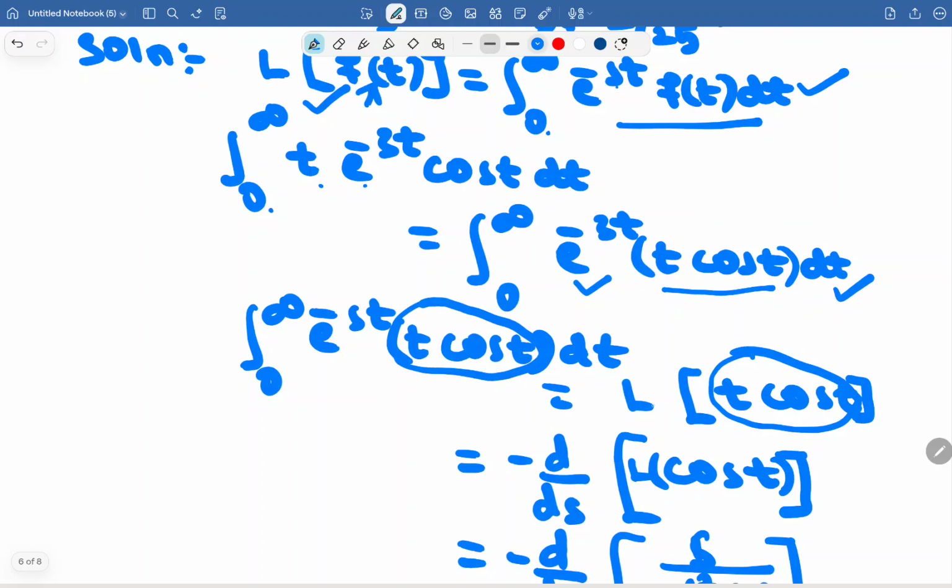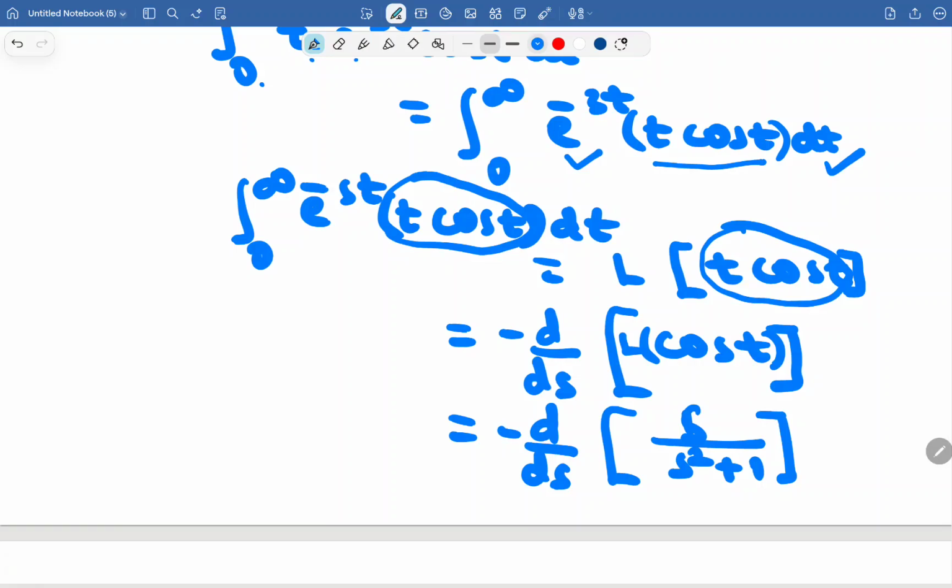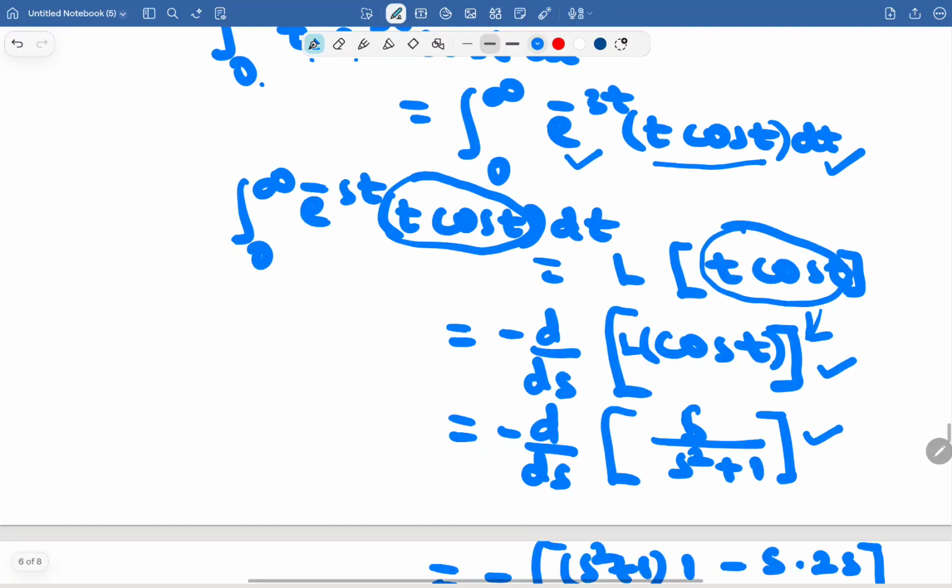By definition of Laplace transform, this is L of t cos t. Again, by the property in Laplace transform, we can write minus d by ds of L of cos t. Again, by the result, L of cos t is s by s square plus 1.